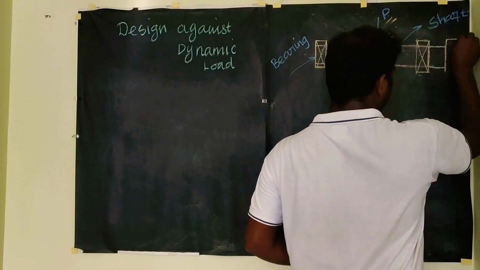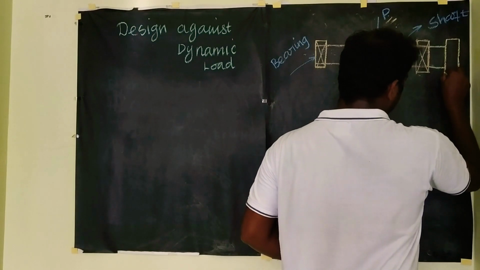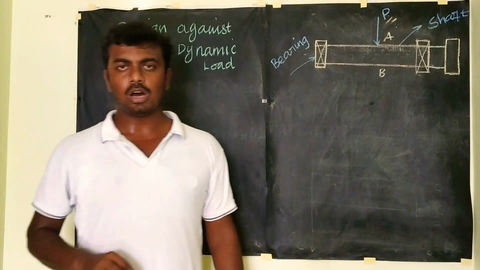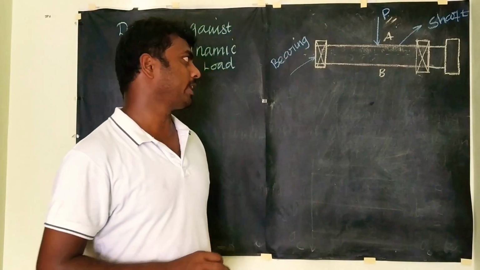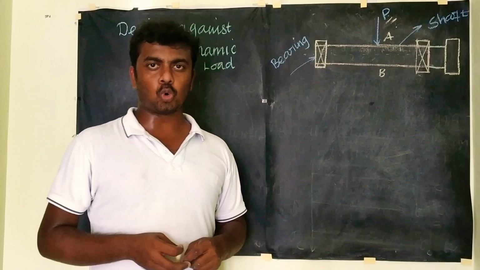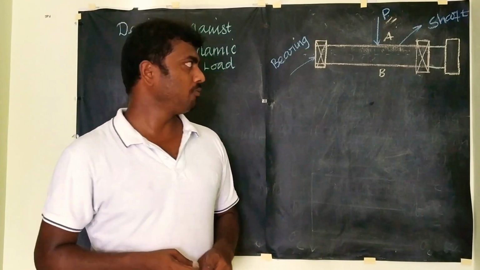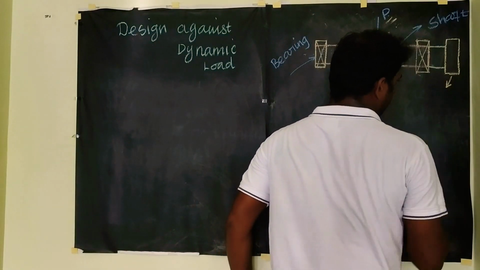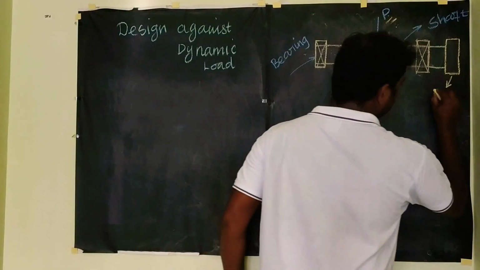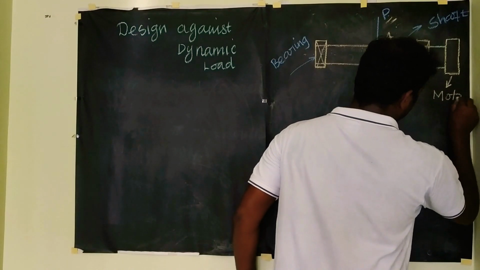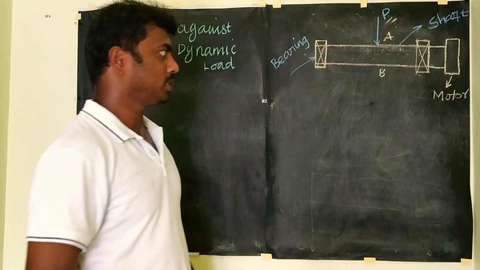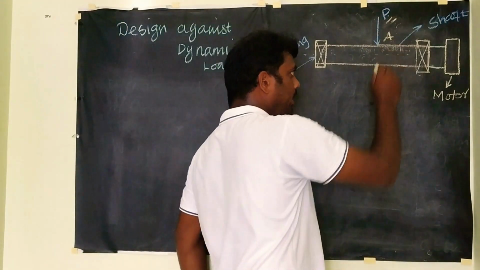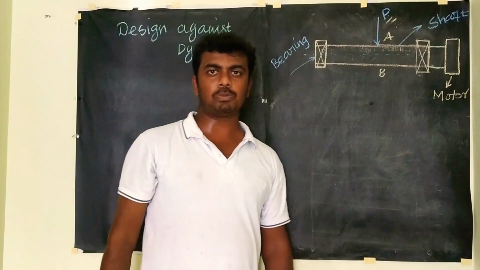In the previous case, in static loading, the shaft is static. The shaft does not revolve about its own axis. But in this case, this shaft tries to rotate about its own axis with the help of this motor. This motor is used to rotate the shaft. According to this condition, at this instant, this point A is subjected to compressive stress.